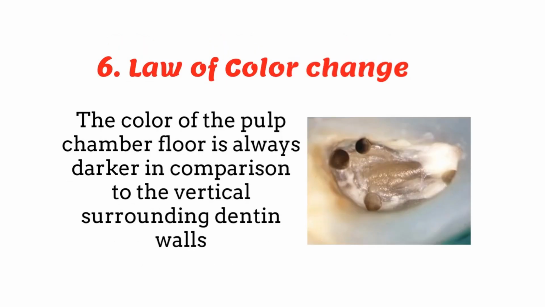The sixth law is the law of color change, and this law suggests that your pulp chamber floor color is always darker in comparison to the vertical surrounding dentinal walls. So always your pulp chamber will be darker in color. So this is the very simple law.